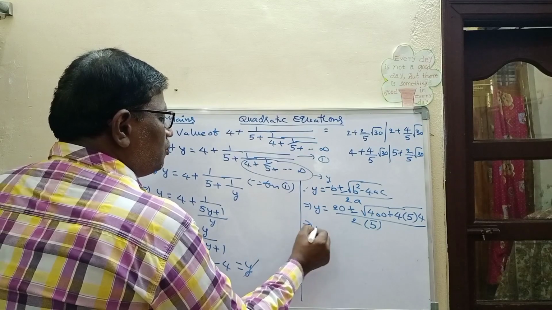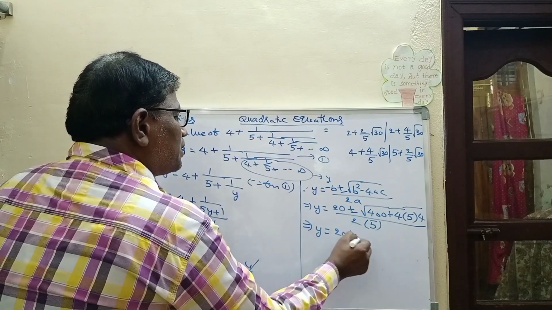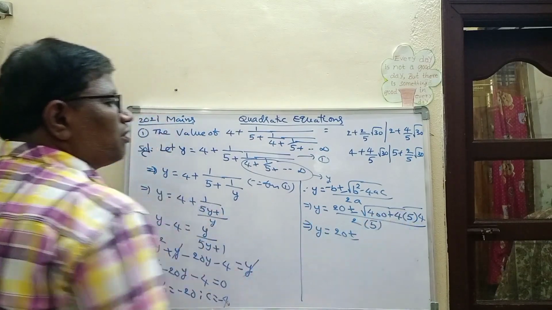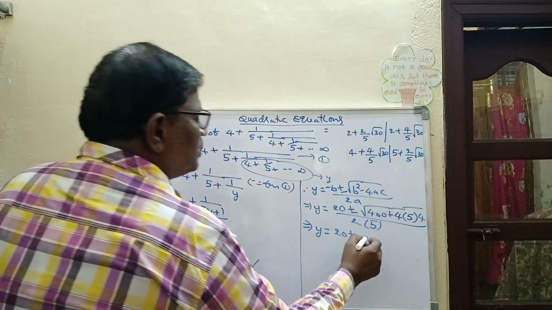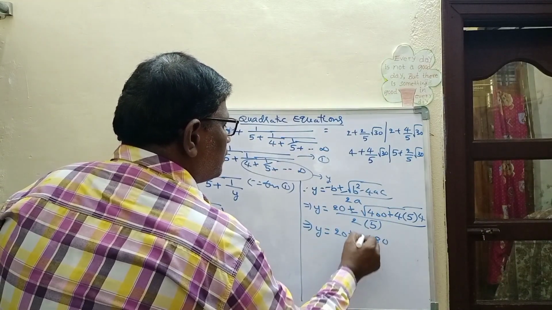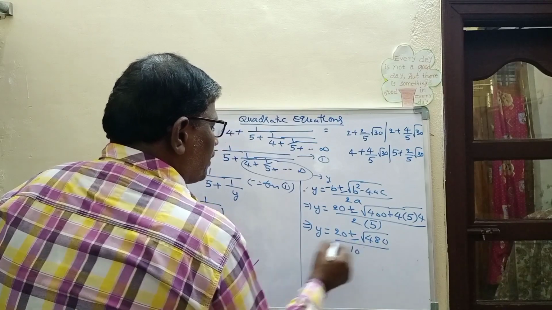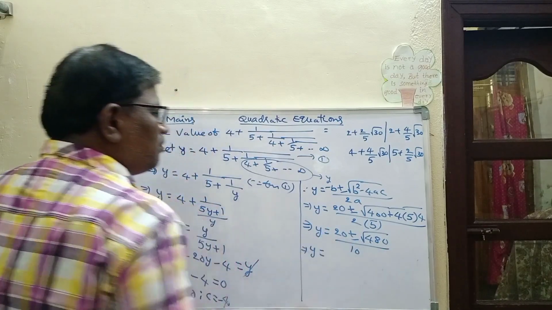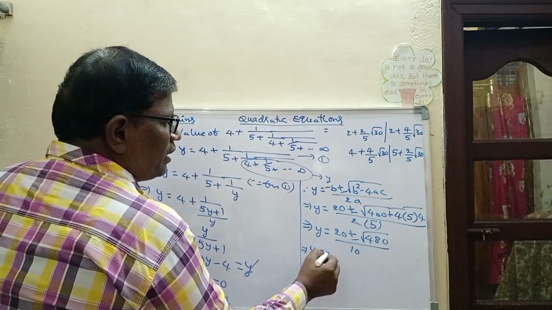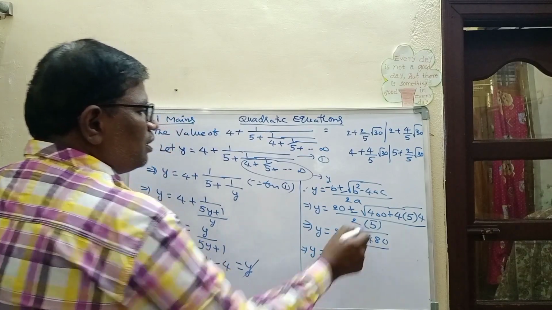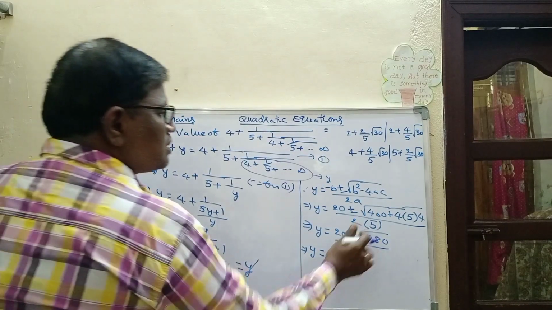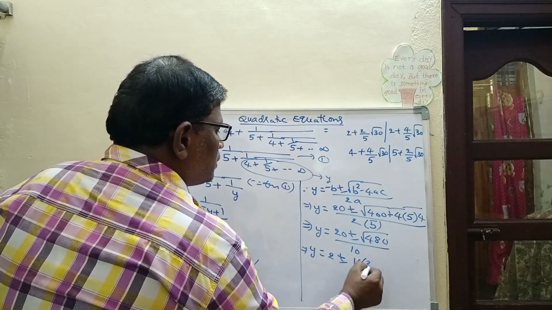So from this, y is equal to 20 plus or minus, 4 5s are 20, 20 into 4 is 80, that means 400 plus 80 is 480, divided by 2 5s are 10. So from this, y is equal to, split in two parts, 20 by 10 is nothing but 2 plus or minus root 480, we can write 16 into 30, divided by 10.